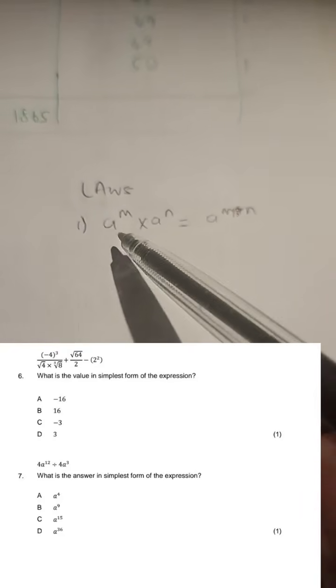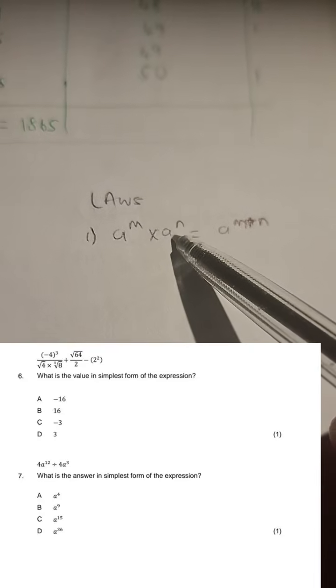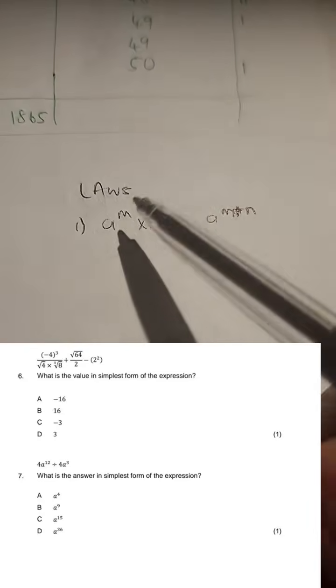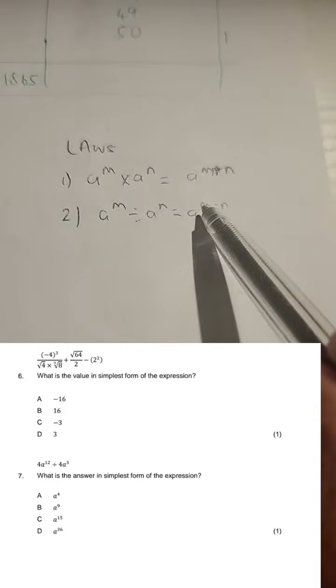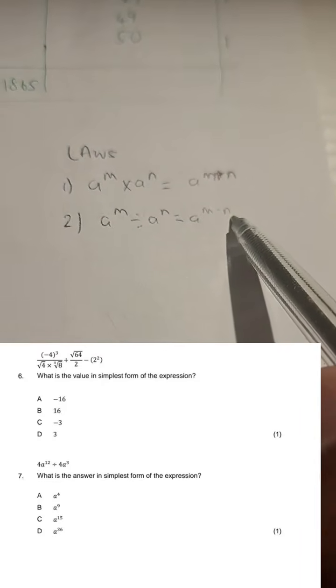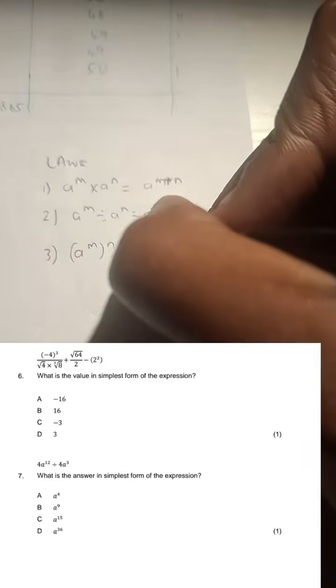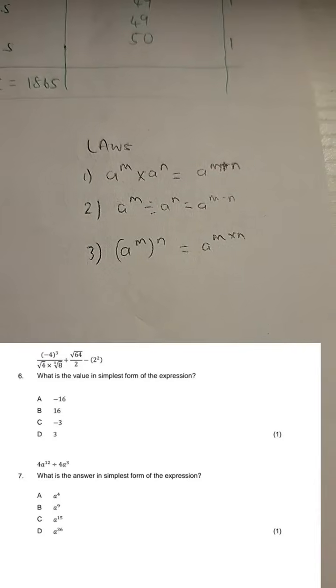When we are multiplying same bases, guys, remember A is just standing for any natural number or integer. When we are multiplying same bases, what do we do to the exponents? We add them. That's law number 1. Law number 2. When we are dividing same bases, what do we do to the exponents? We subtract them. Law number 3. If a base is raised to a certain exponent, what do we do to the exponents? We multiply them.